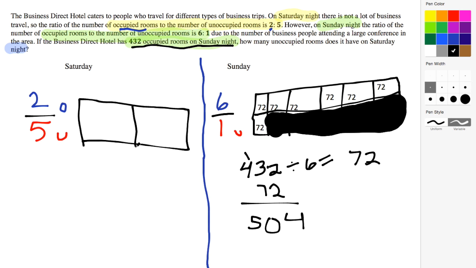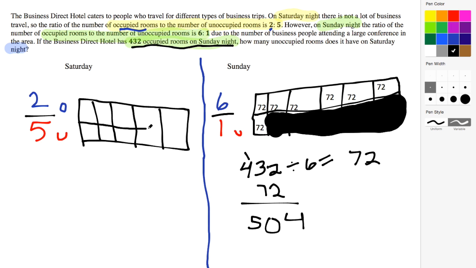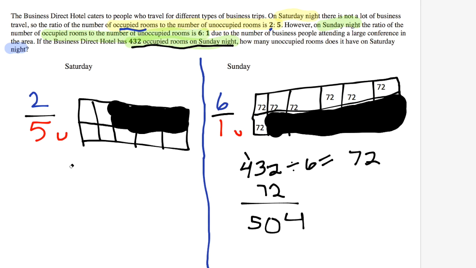So let's see, we've got this. 1, 2, 3, 4, 5. Okay, and we've got 2 boxes that count for the 2. I don't want you to think that's a 0, so I'm going to erase that. It's just occupied. All right, so there's 2 occupied rooms to every 5 unoccupied rooms. Now that's pretty bad. So let's see, our constant was 72. So let's write in our constant of 72.